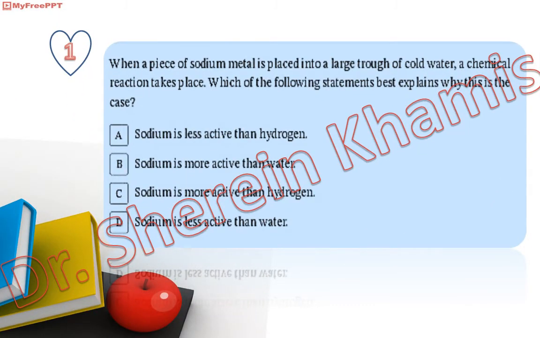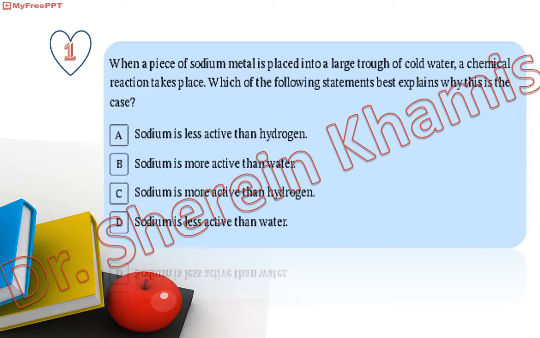Question number one says that when a piece of sodium metal is placed into a large trough of cold water, which means we have a basin of water, a chemical reaction takes place. Which of the following statements best explains why this is the case?